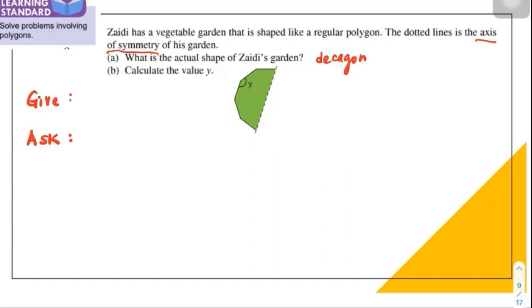10 minus 2, times 180, over 10. Okay, because this is the formula to find the total sum of the interior angles, divided by n, because you want to find only one of the interior angles. That's why you have to divide it by 10. So just press your calculator. What's the answer? 144. 144. How about the rest?